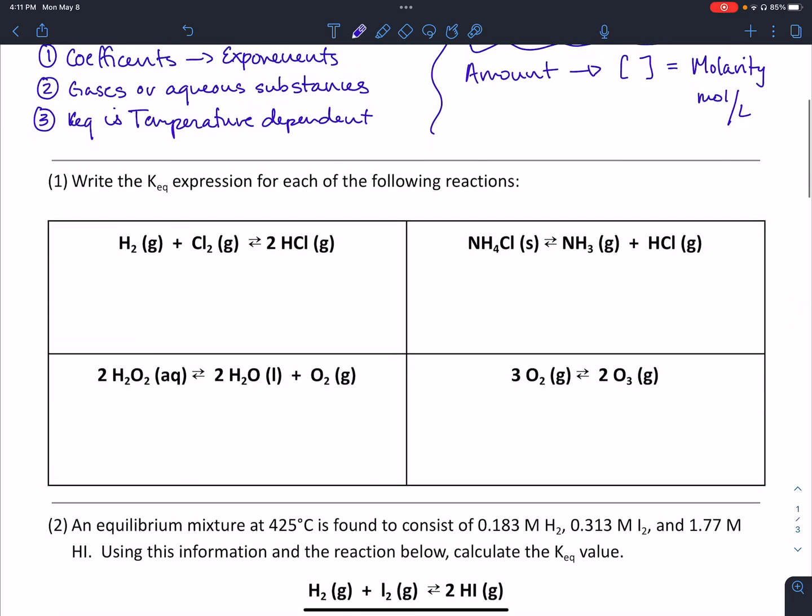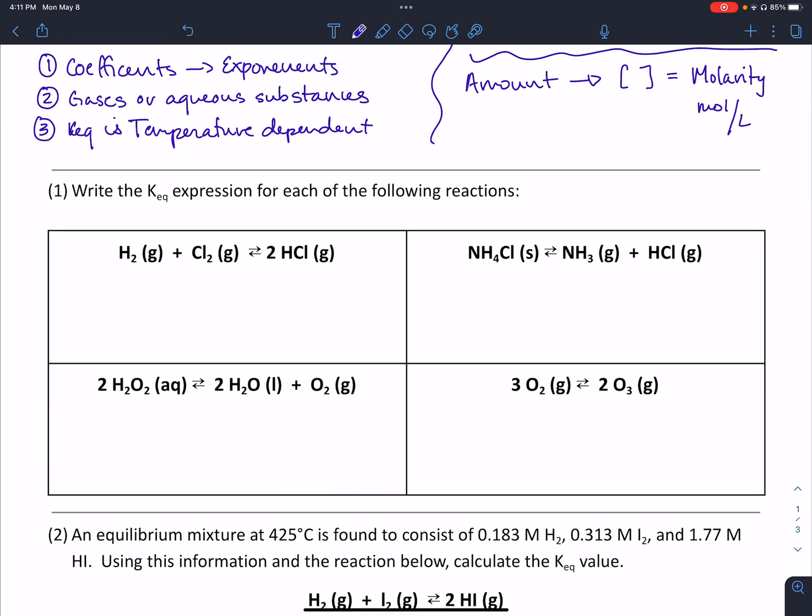I've got a couple down here to work on. All right, so we've got KEQ equals, right? Remember, it's products over reactants. So we'll have HCl. It's got a coefficient of 2, so it gets a power. And then we've got H2 times Cl2. All right, so if we look at our expression, all three are gases, so they can all go in. We have one coefficient, which becomes a power. And then we multiply our two reactants. All right, so it's multiplication, not addition.